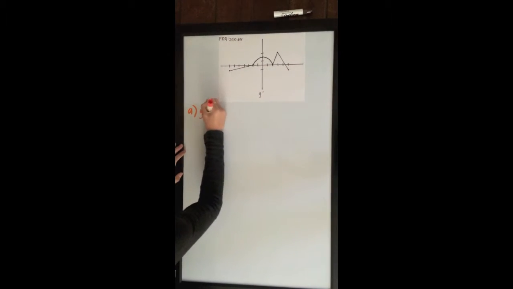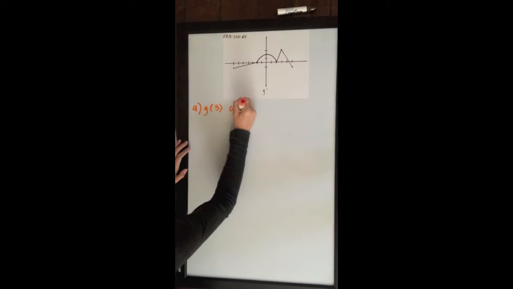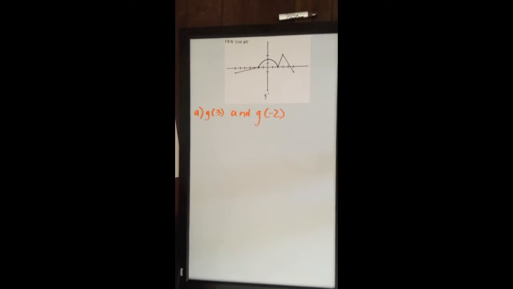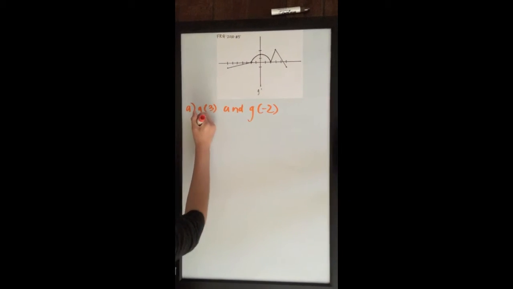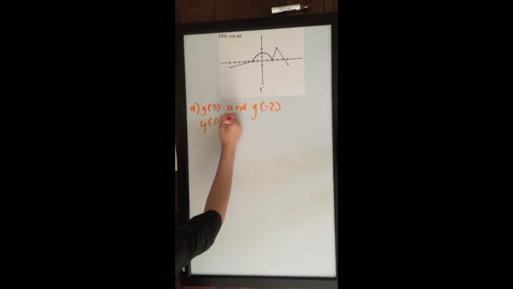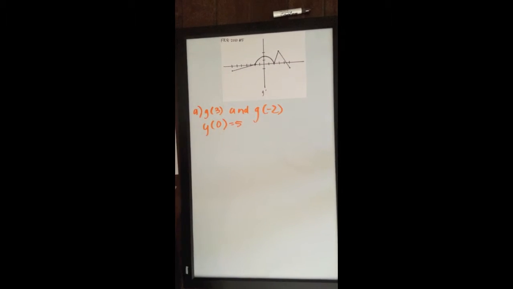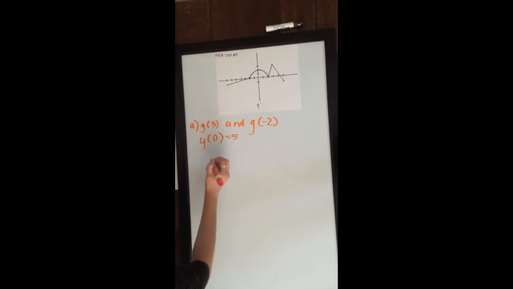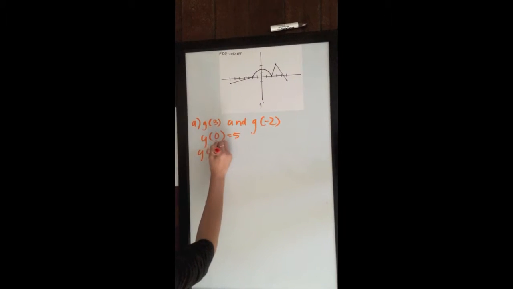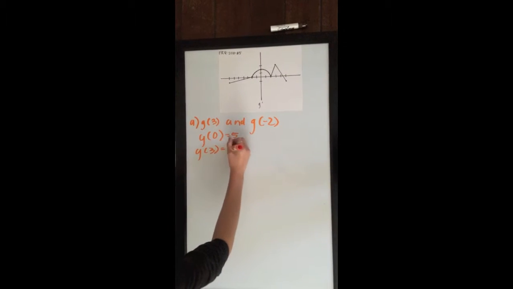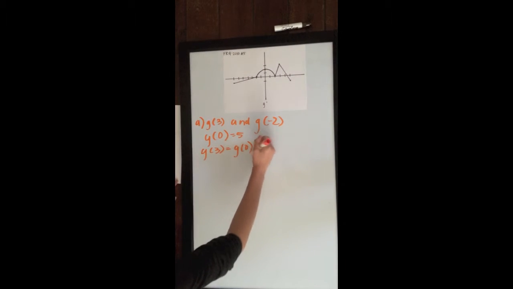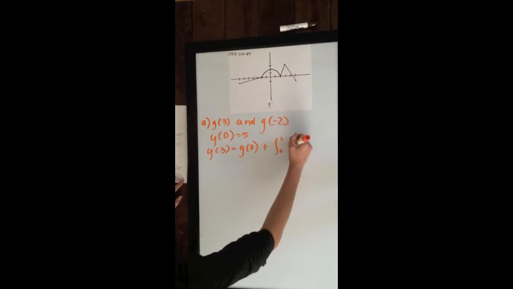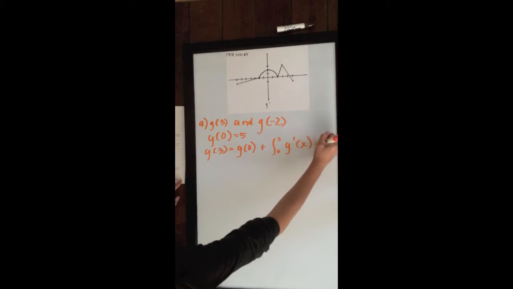g of 3 and g of -2. Since they already give us the initial condition that g of 0 equals 5, you're going to use the fundamental theorem of calc to find these two values. So starting with g of 3, you would do g of 0 plus the integral of 0 to 3 of g prime of x dx.